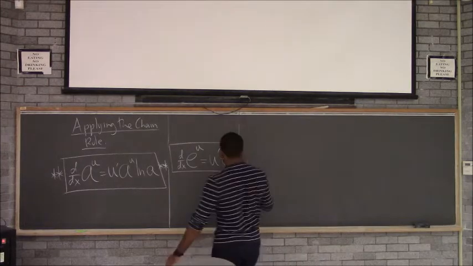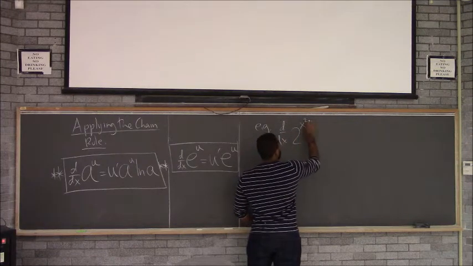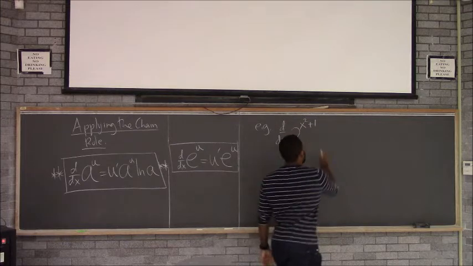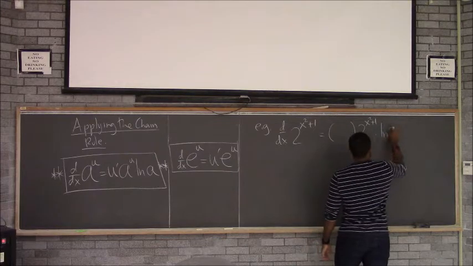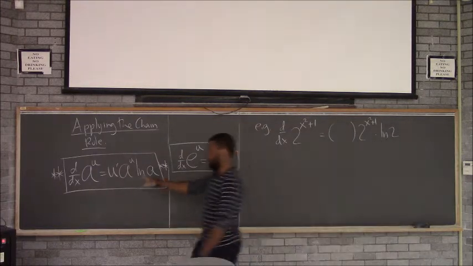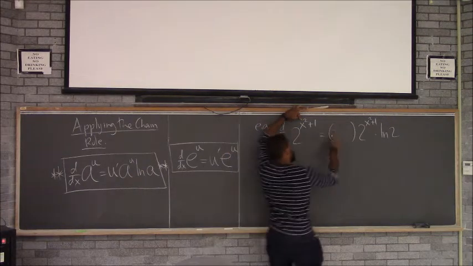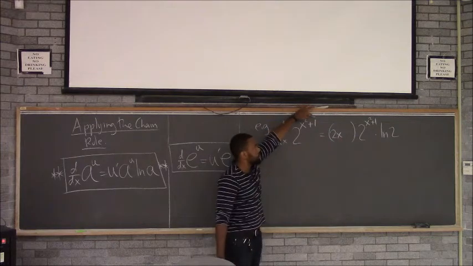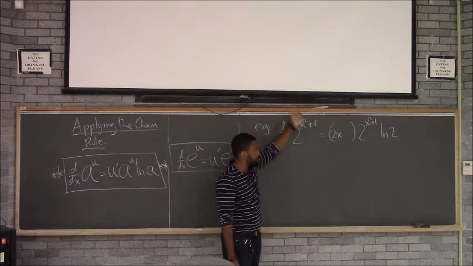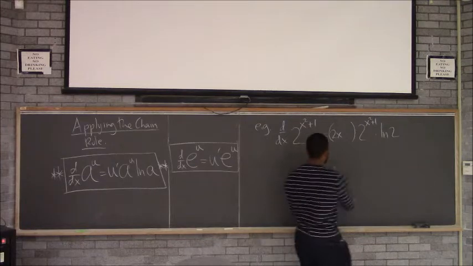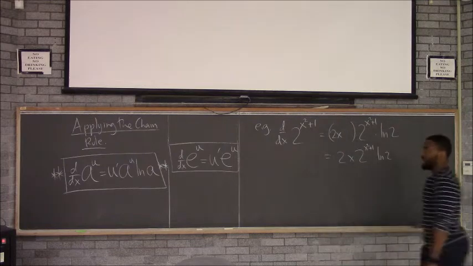So I can throw in some silly examples here as well. What if I wanted to differentiate 2 to the x squared plus 1? Well, that is going to be the derivative of the power times the original function times ln of 2 by this rule. What is the derivative of the power? Well, we saw what the derivative of x squared was last time, so that's going to be 2x. And we also saw what the derivative of a constant is. That's 0. And we know that the derivative of a sum is the sum of the derivatives, so 2x is the answer. So this is in fact 2x times 2 to the x squared plus 1 times ln 2 would be that answer right there.